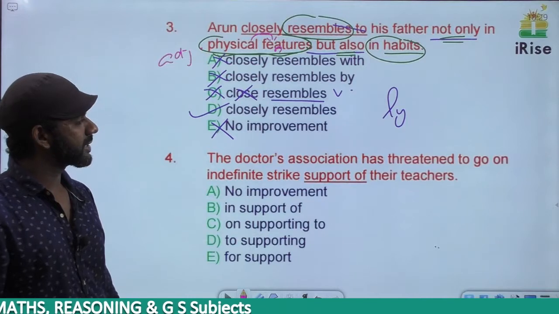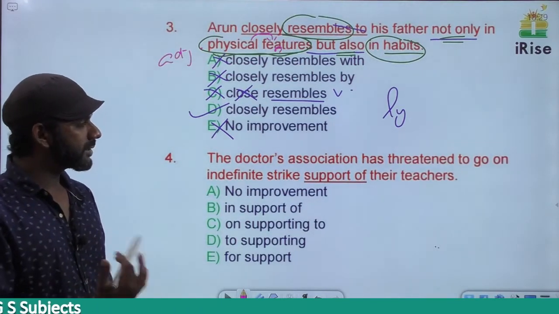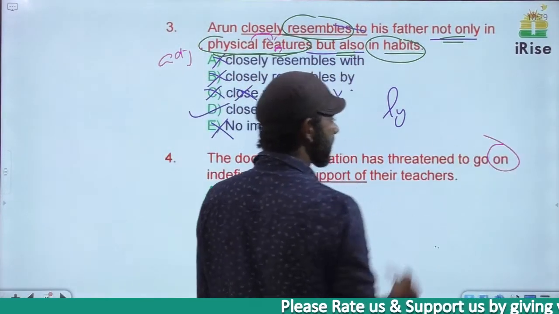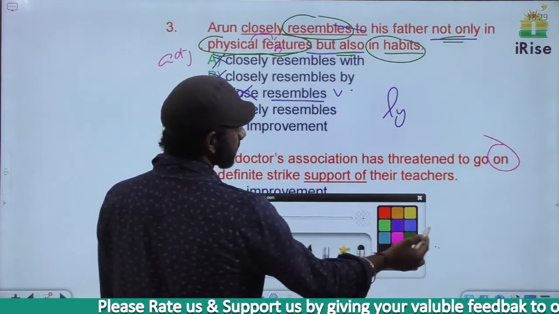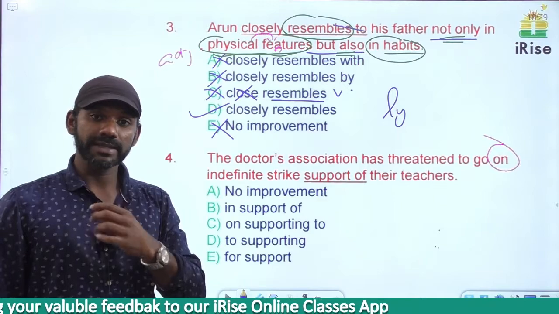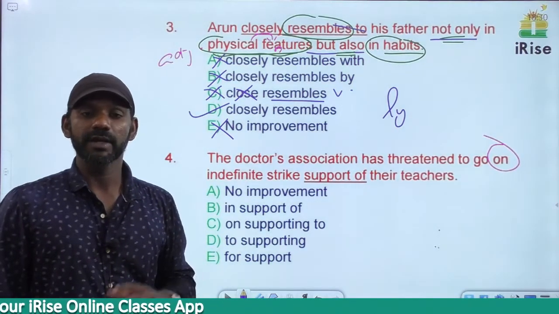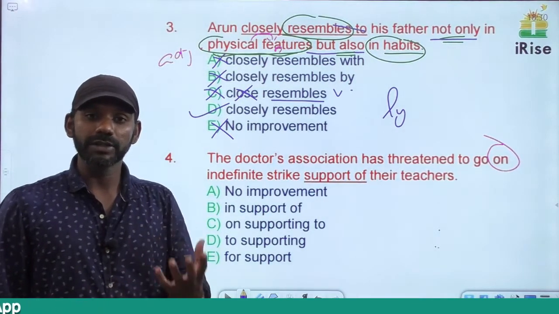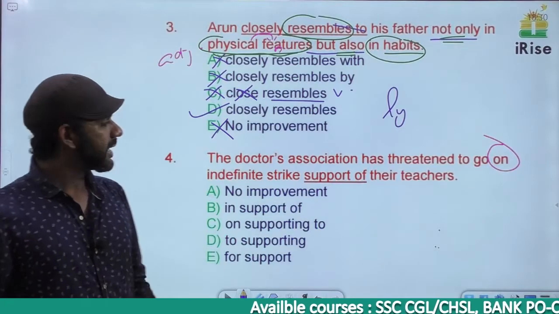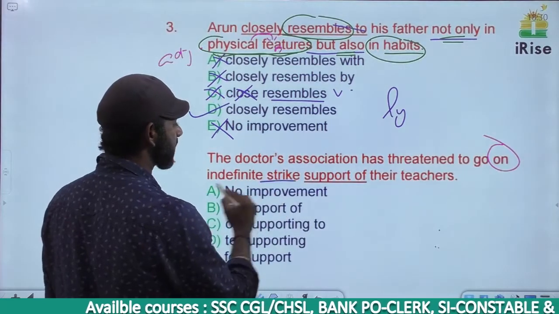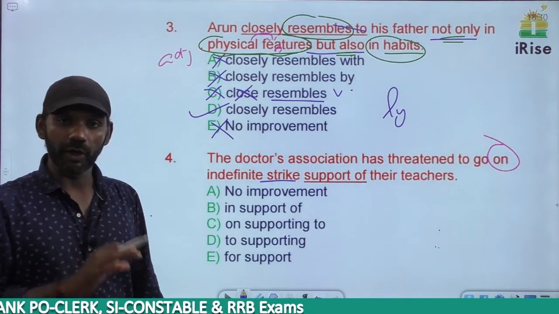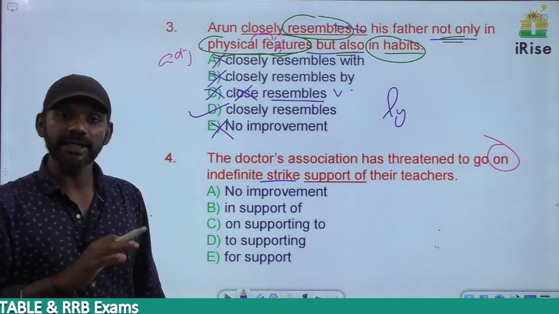The next one. The Doctors Association has threatened to go on indefinite strike, blank, support of their teachers. Leave that blank there. The Doctors Association has threatened to go on indefinite strike. Correct? I told you this. When a sentence talks about the state in which someone or something is, the preposition that needs to be used is on. I gave you examples as well. I am on duty. I am on leave. I am on a vacation. I am on a holiday. I am on tour, etc. I am on strike. So this sentence talks about the state in which the Doctors Association is. The Doctors Association is in the state of strike, indefinite strike. So as the sentence talks about the state in which the Doctors Association is, we have to go for the preposition on. So Doctors Association has threatened to go on indefinite strike is the correct usage.